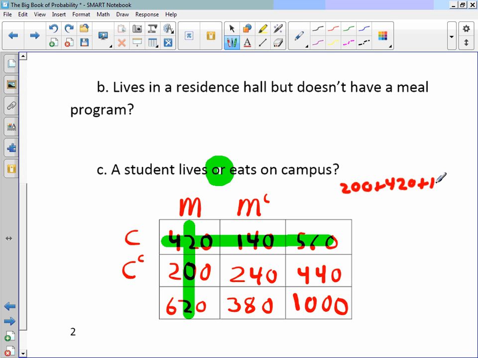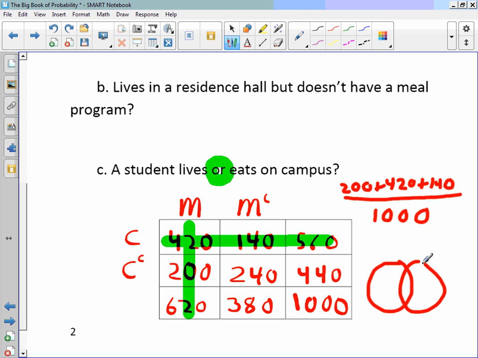All right? So it's those three sections. Remember, if you're thinking of the Venn diagram section, what does this consist of? Three sections. 1, 2, 3. Okay, 200 would be here, the meal program. 420 would be in there, and then 140 would be over here. Now, I know it's not to scale, but that's all we're doing in the Venn diagram.